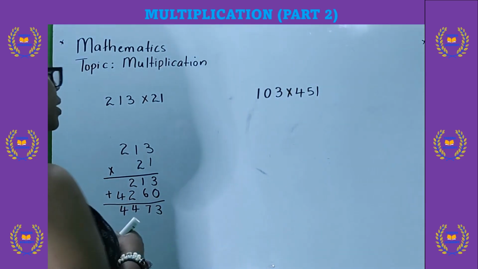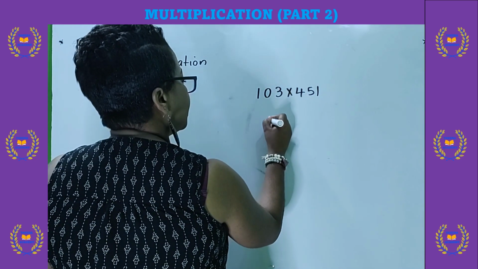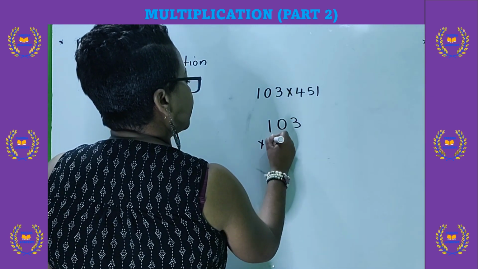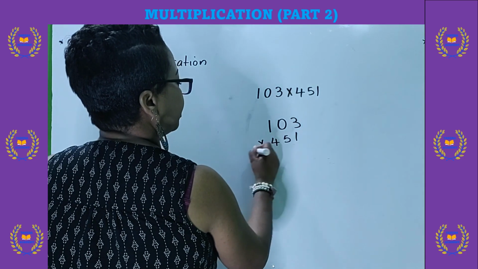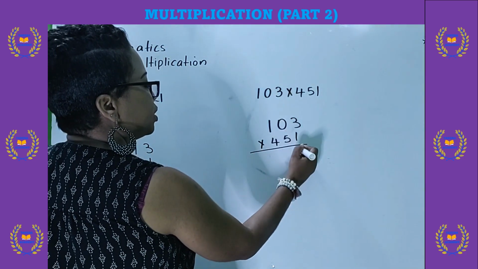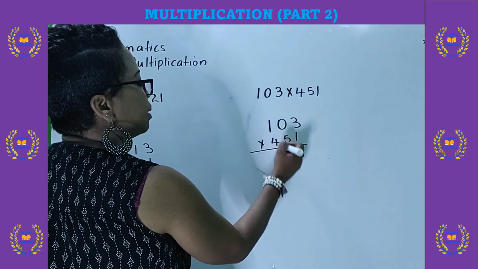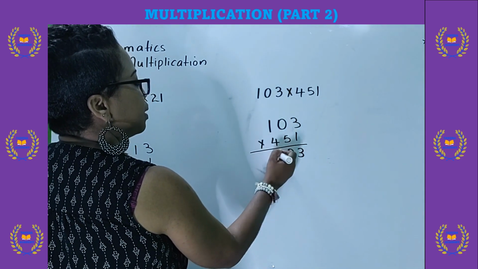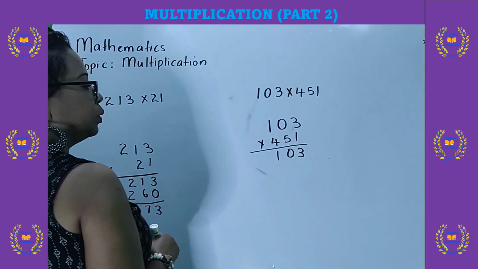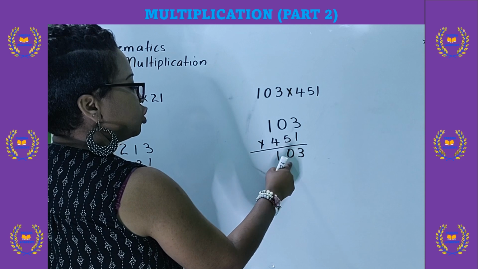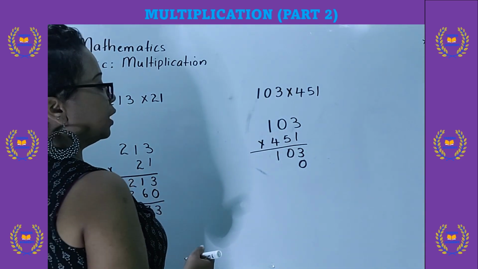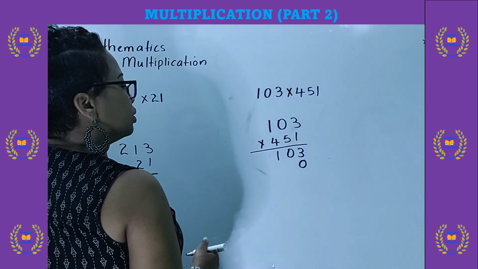Okay, let's get to our second example. Again, we're going to set the question out. 103 times 451. We're multiplying by 1, that's our first number, so 1 times 3 is 3, 1 times 0 is 0, 1 times 1 is 1. Now we're going to be multiplying by the second number. Okay, so again, our first answer should go here, so we need a 0 to fill in the space, just as a reminder that our answer does not start there.